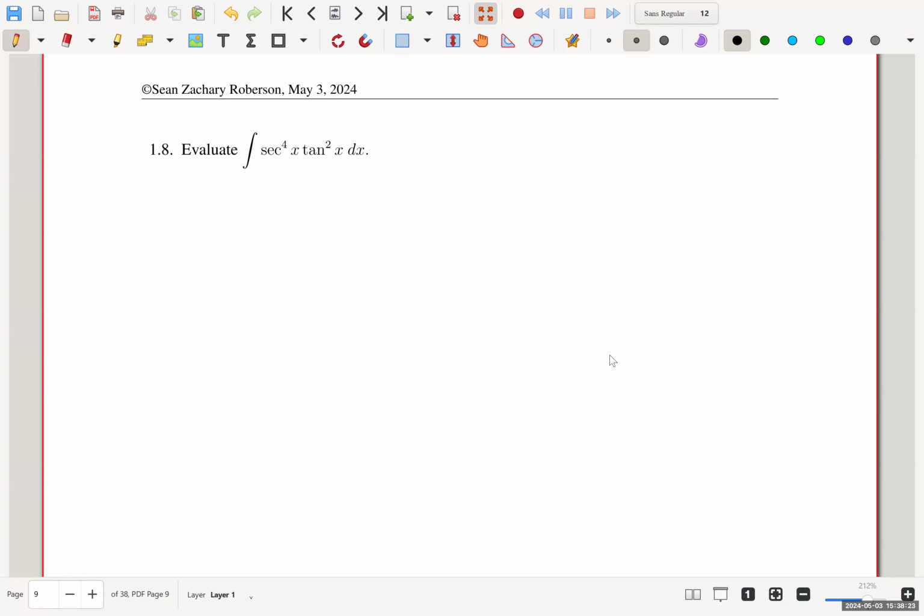Now let's think about this. I have 4 secants and 2 tangents, okay? The one identity that we're going to need to use here in some fashion is 1 plus tangent squared t is equal to secant squared t. We're probably going to need something like this. Now the question is, how do I work with this? The move here is I'm going to peel away 2 secants from the 4.